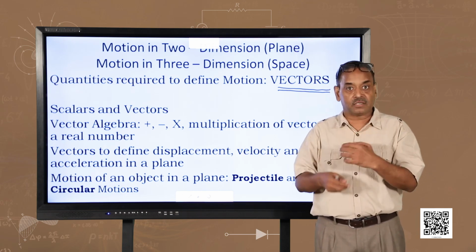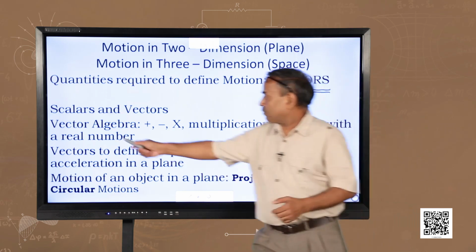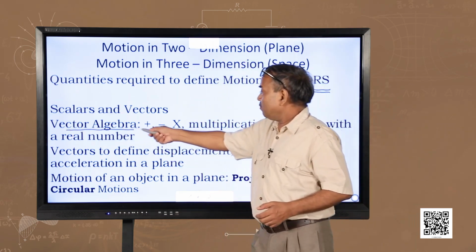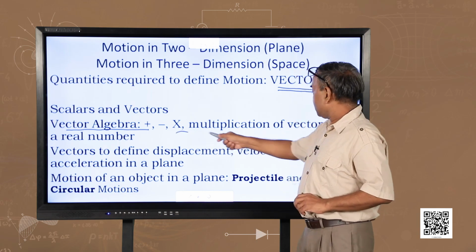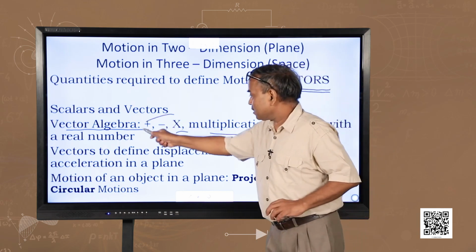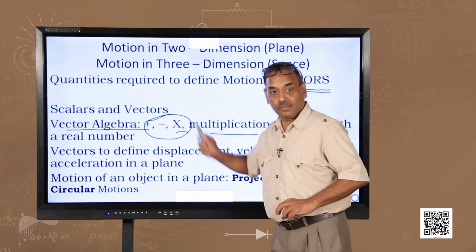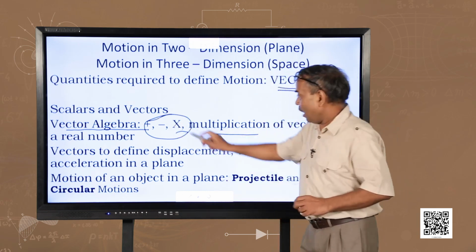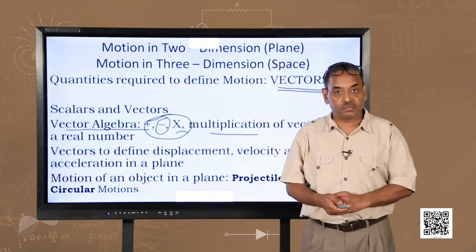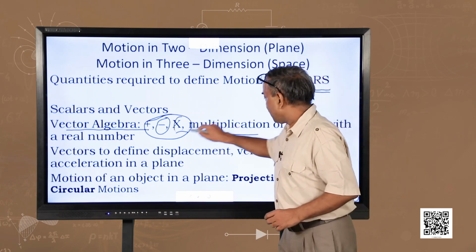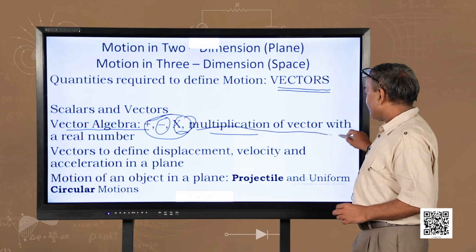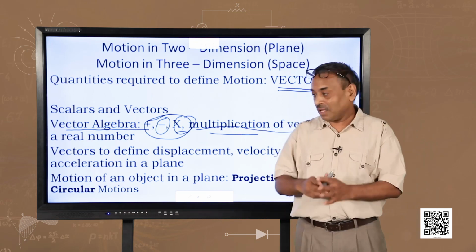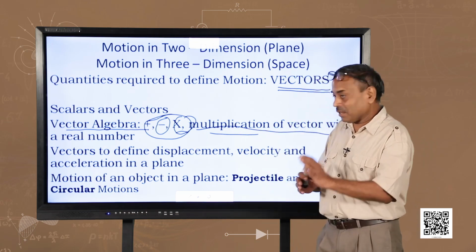So this is not simple algebra. We need a different algebra, which is called vector algebra. I will be discussing how we add two vector quantities, how we subtract two vector quantities, how we multiply two vector quantities, and how we multiply a vector quantity with a real number. This I will be doing later, but have you understood?